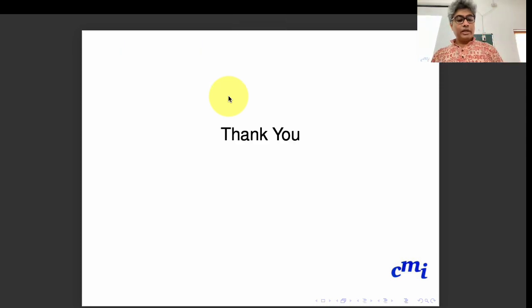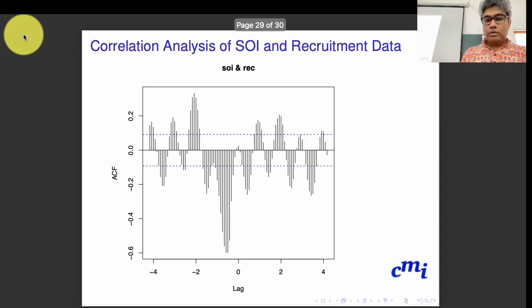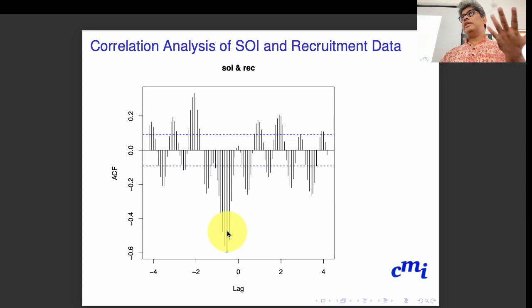So I'll stop here. Does anybody have any question? So the other way around, as far as I remember, if I know the Southern Oscillation Index now, 3 or 4 months down the road, fish population will be inversely affected. That is the interpretation of this.